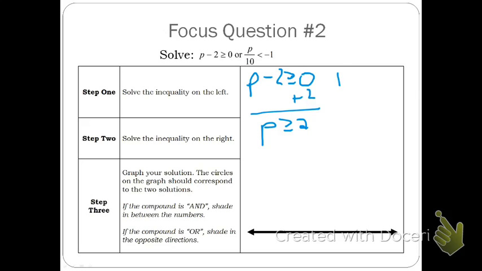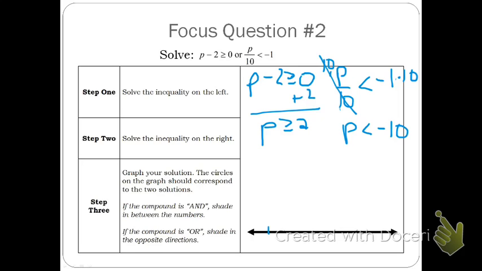And the other statement says P over 10 is less than negative 1. Well, the 10 is under it, so I need to move it up and multiply because it's like saying P divided by 10. So I need to multiply by 10, multiply by 10. The 10's cancel out, and P then would be less than negative 1 times positive 10, which is negative 10. So I've solved both inequalities and I'm ready to graph.